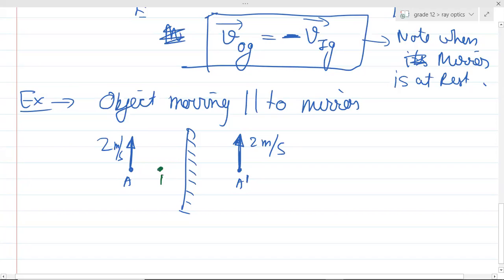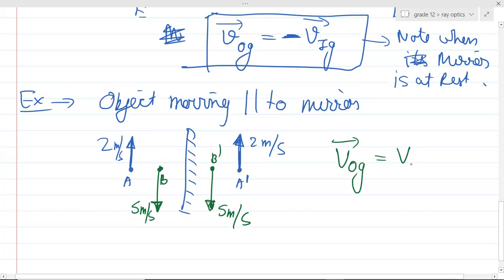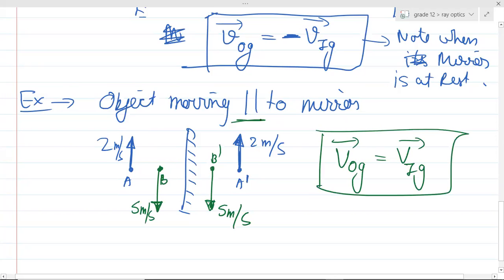Similarly, if there is another object B which is moving in this direction with 5 meter per second, this is what logic tells us, right? Everyone? Yes, sir. So can you see, when the object moves parallel to the mirror, then the velocity of the object with respect to ground is the same as the velocity of the image with respect to ground.